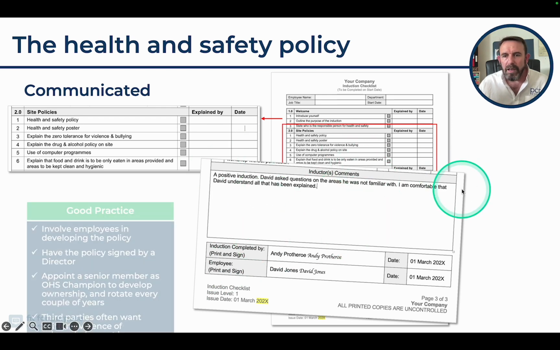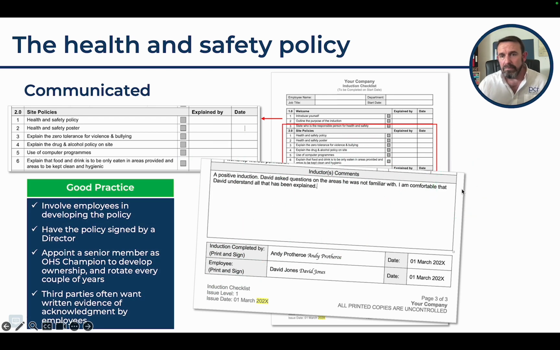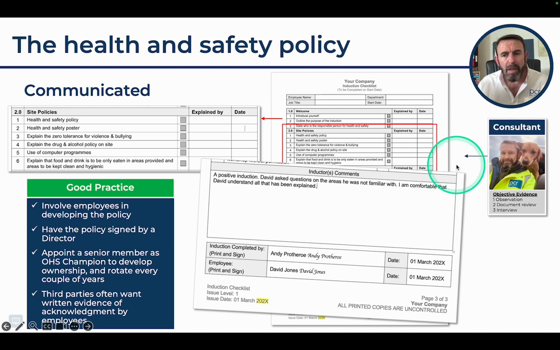Quite often, other organisations are going to ask for evidence that you have communicated that policy. And as a consultant, this is what we're looking at when we're doing our observation, document review, and interview, which we will cover in another module. This is where we can see some evidence of implementation.